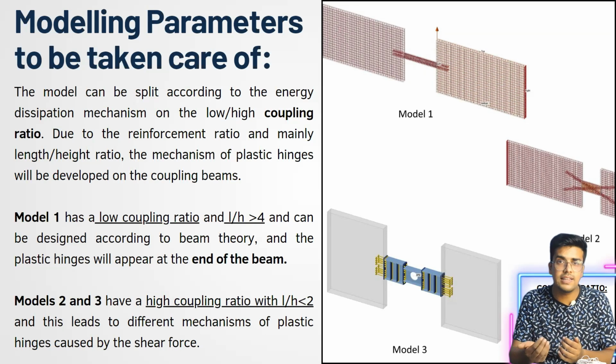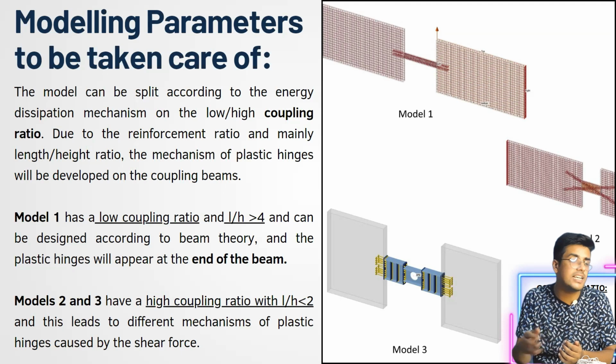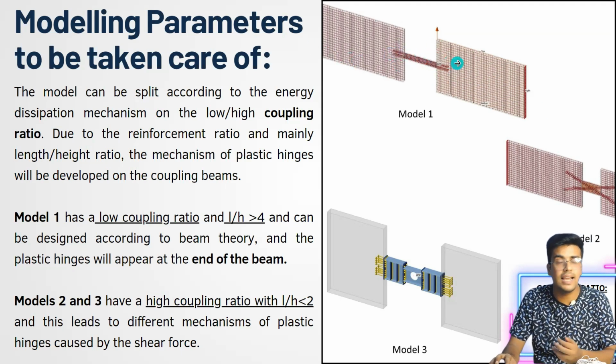Now, on the other hand, the next parameter is the span to depth ratio, or the length to height ratio of that beam. We can easily see in model number 1, you can see it here, that the length is quite long in comparison to the depth. So we can easily understand that L by H, or the span to depth ratio, is quite large. So there are going to be two criteria here.